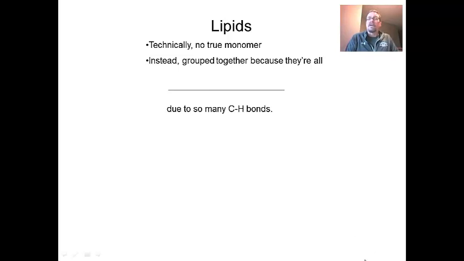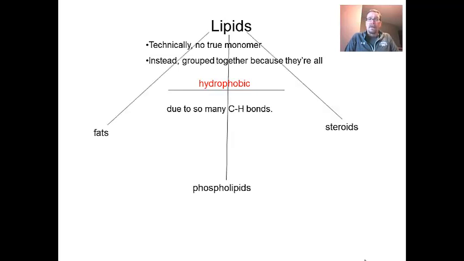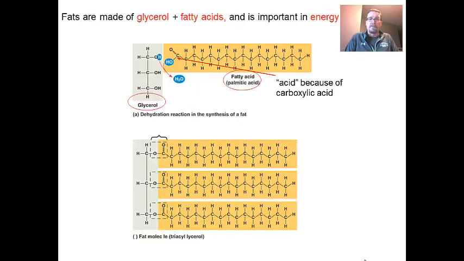So there's technically, unlike glucose or the carbohydrate sucrose or proteins with amino acids, not one true monomer. Instead, they're all grouped together because they're hydrophobic and they have many carbon-hydrogen bonds. As we'll look at, one of the things they do is just have a long fatty acid tail, which is just carbon-hydrogen bonds.